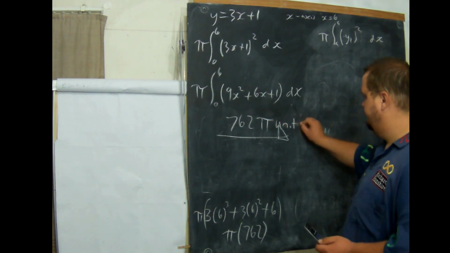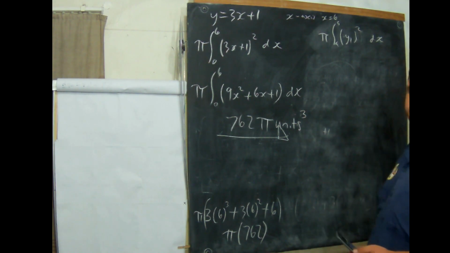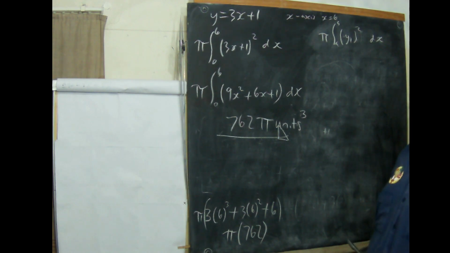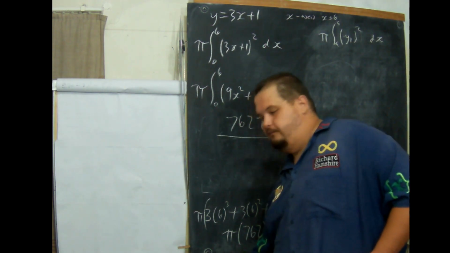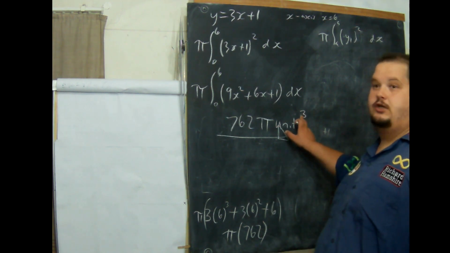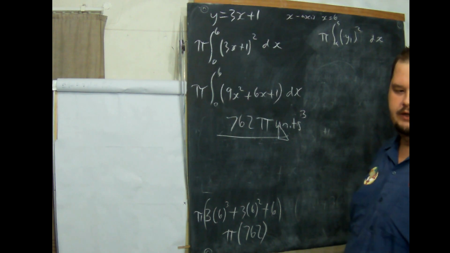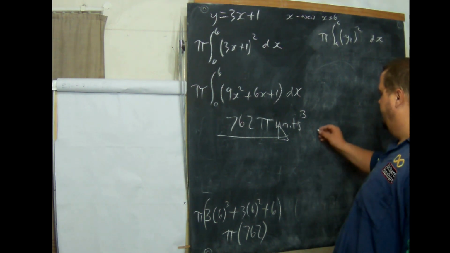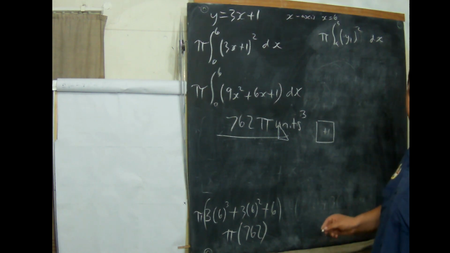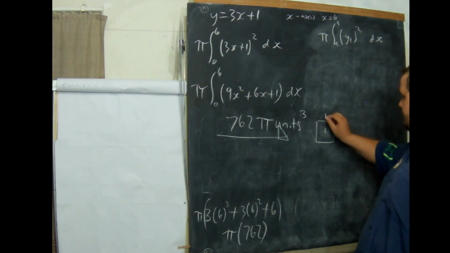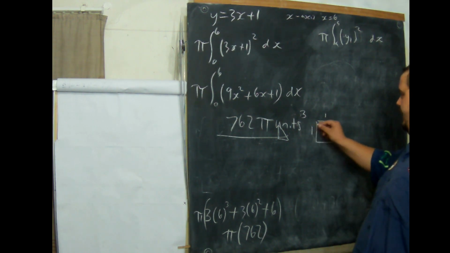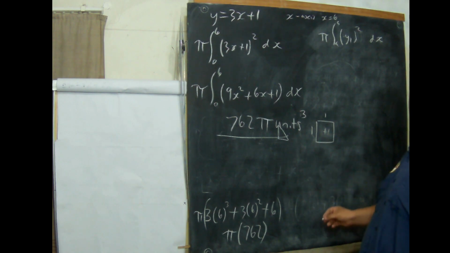Units cubed. Always use cubed units for volume. Area is squared, volume is cubed. I'll explain why: because area uses 2 dimensions. Here's your length and your breadth. So an area uses 2 dimensions.